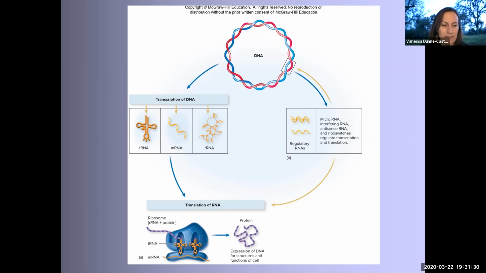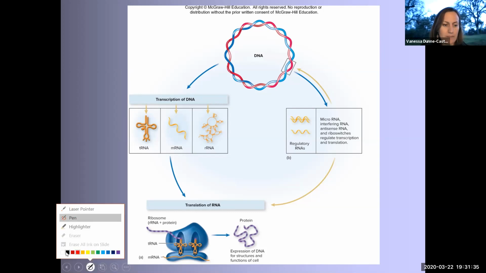Hopefully, my pen marker or my pen tool will be working here. Let's turn it to black.